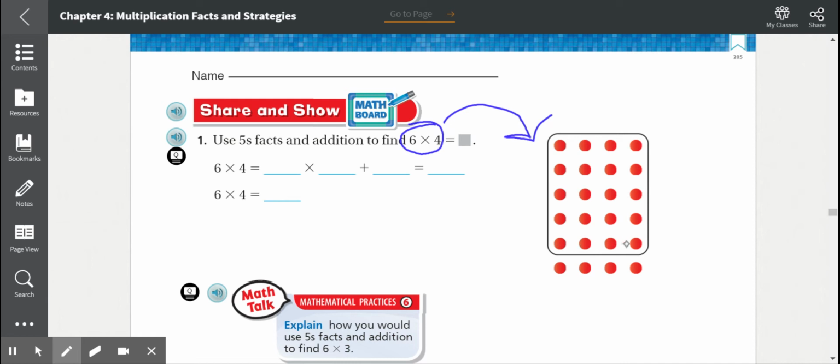So see how they've circled this array. This array is showing 1, 2, 3, 4, 5 times 1, 2, 3, 4. But then see what's left over? We have to add what's left over. What's left over is 1, 2, 3, 4. Okay, so 5 times 4 is 20, and 20 plus 4 more would be 24. So 6 times 4 is 24.